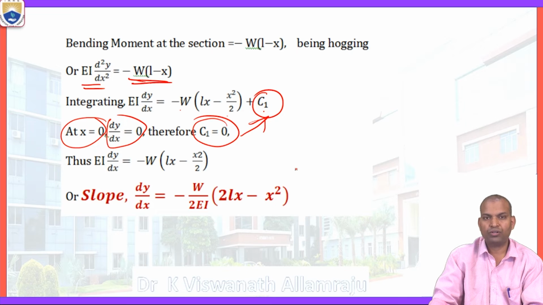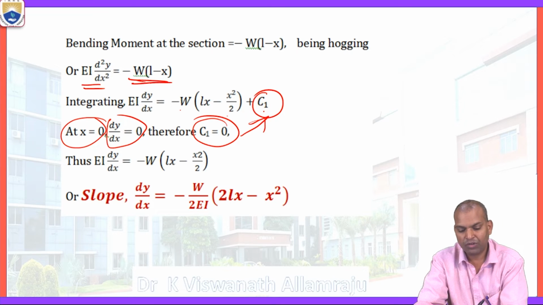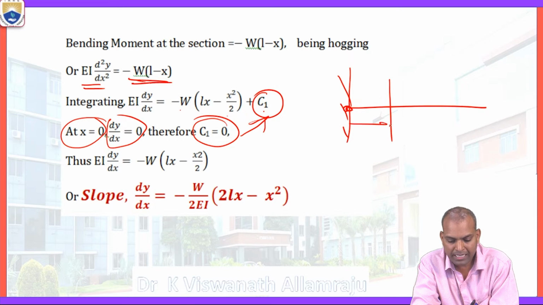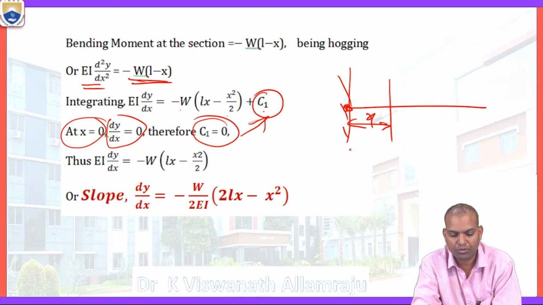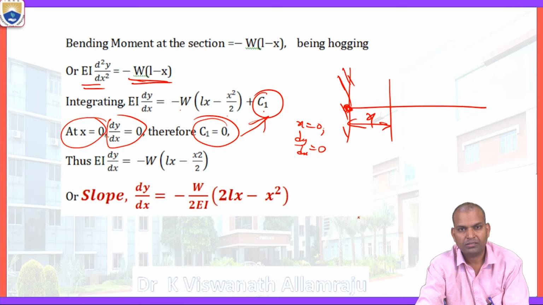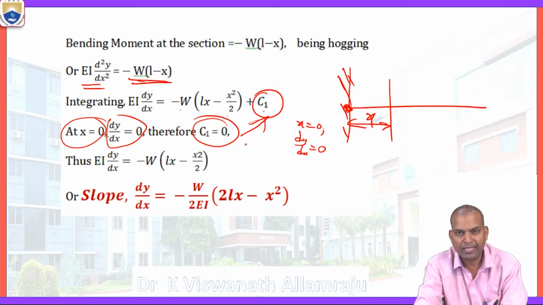Why is the slope 0 here? Because what type of beam is it? It is a cantilever beam. We consider x from the fixed support. Here x equal to 0. What is it at the fixed support? The slope is 0. It is a fixed support. Alright, that's why the C1 value is 0.